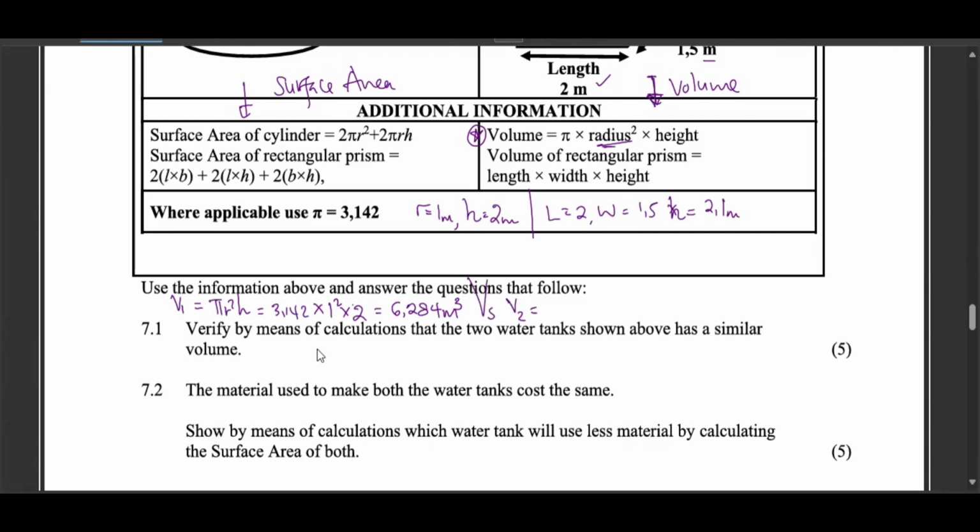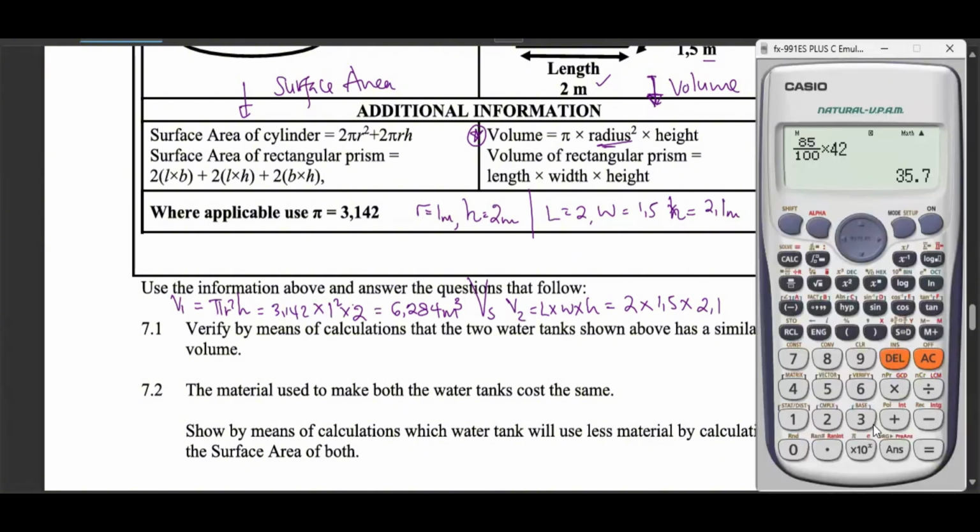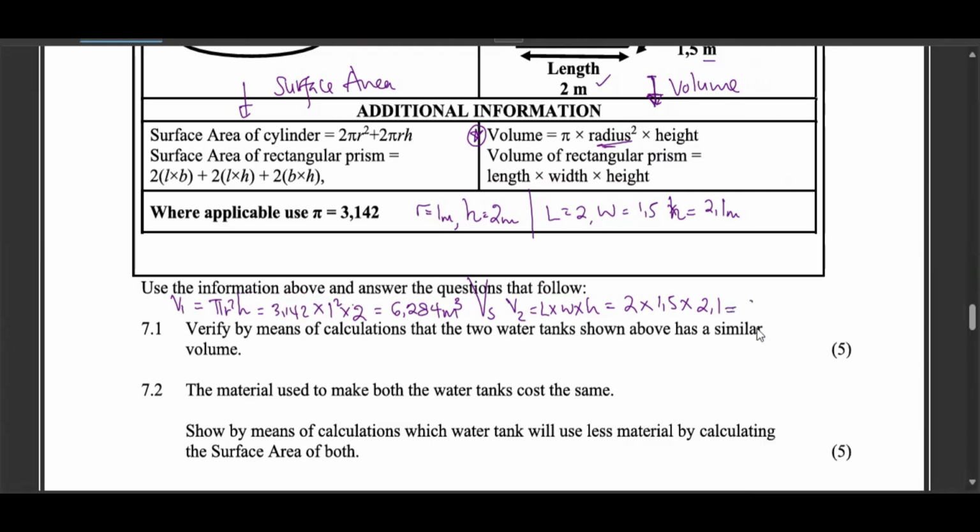We are comparing it with the rectangular one. I will call it volume 2, which is L times W times height. My length is 2, my width is 1,5, and my height is 2,1. Substitute, put it in the calculator. It's 2 times 1,5 times 2,1. So the answer became 6,3. So this side we have 6,3. These are meters cubed.